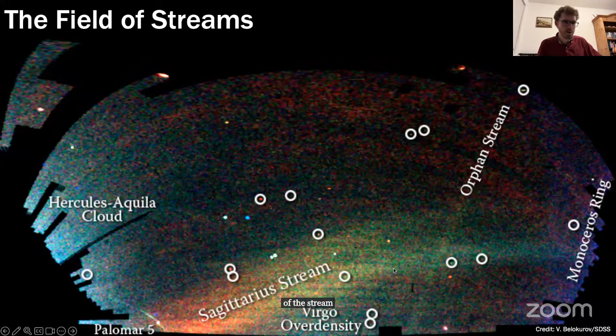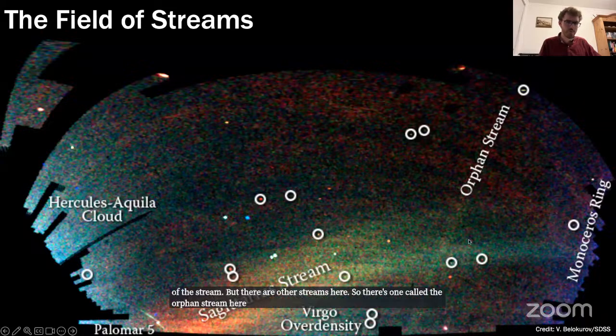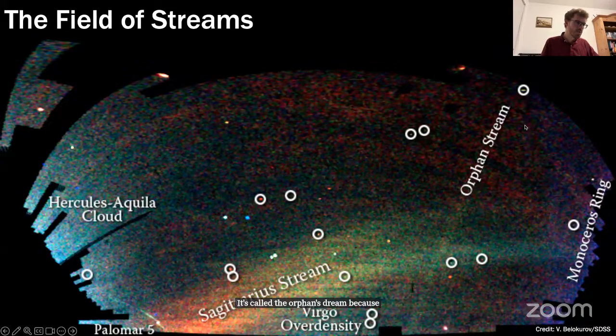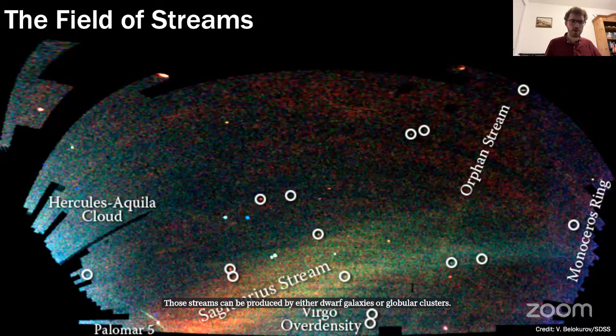But there are other streams here. So there's one called the Orphan stream here. It's called the Orphan stream because we don't know where it came from. So streams can be produced by either dwarf galaxies or globular clusters. There's no globular cluster that corresponds to this stream. So it could be a globular cluster that's been completely dissolved.